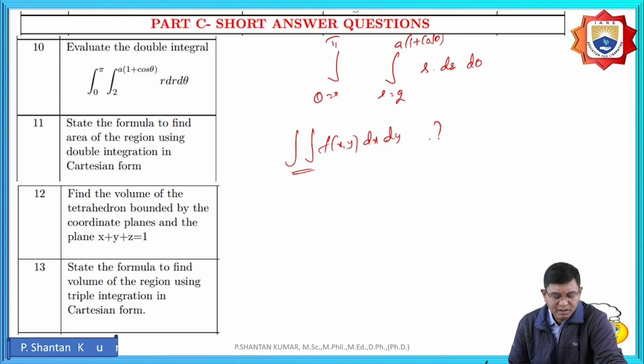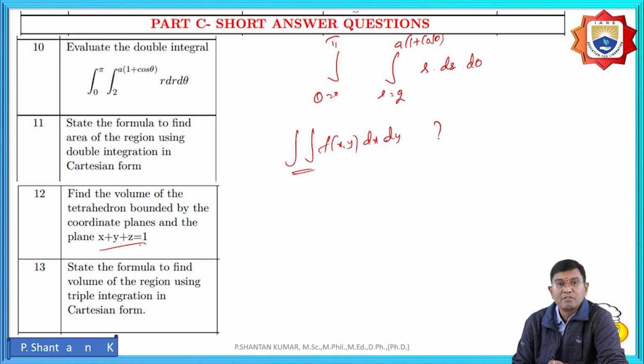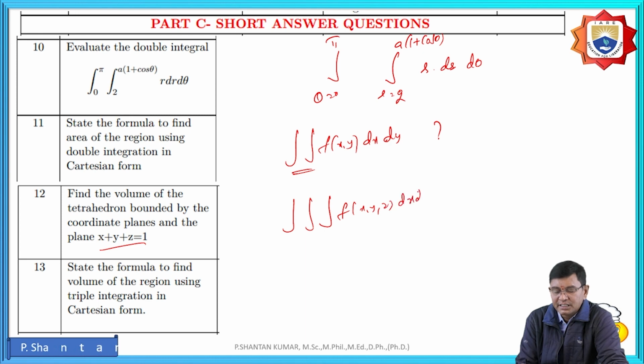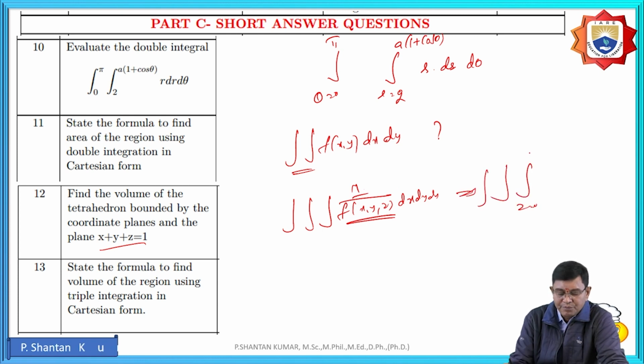Find the volume of the tetrahedron bounded by the Cartesian planes and the plane x plus y plus z is equal to 1. Finding the volume is nothing but finding a triple integration of f of x comma y comma z into dx dy dz. But if the function is not given, we need to assume a function, therefore the limits are: z is equal to 1 minus x minus y, y is equal to 0 to 1 minus x, and x equal to 0 to 1, first integrating z and then dy and also dx.